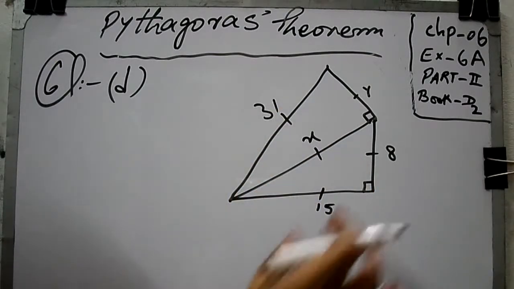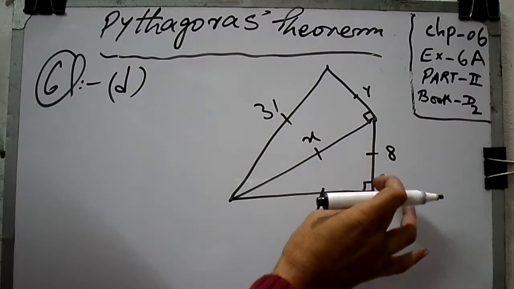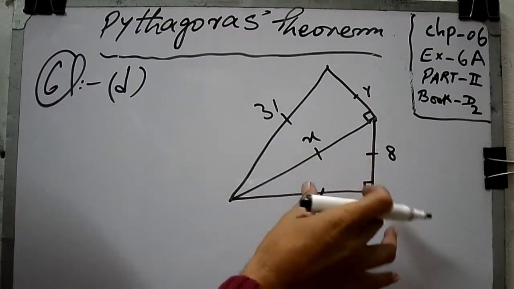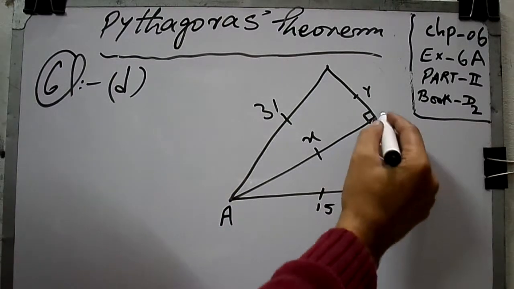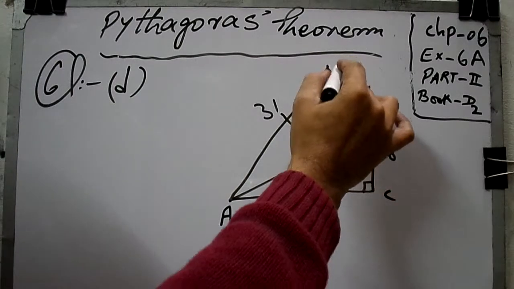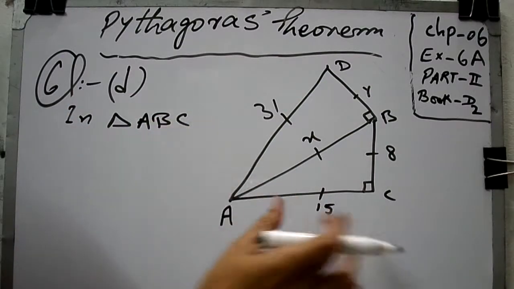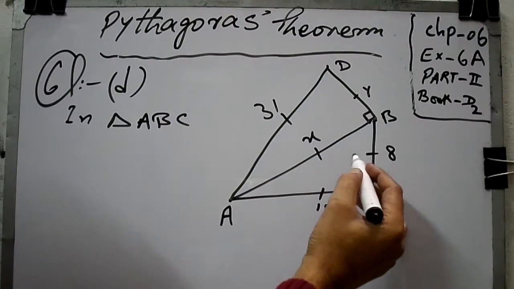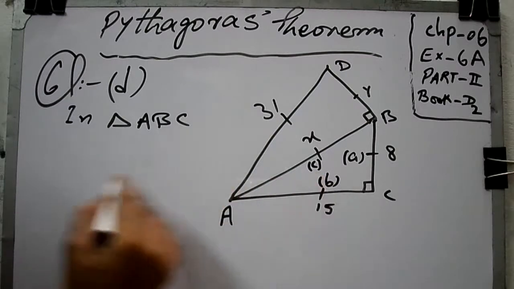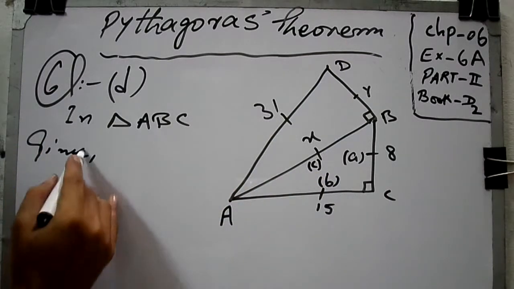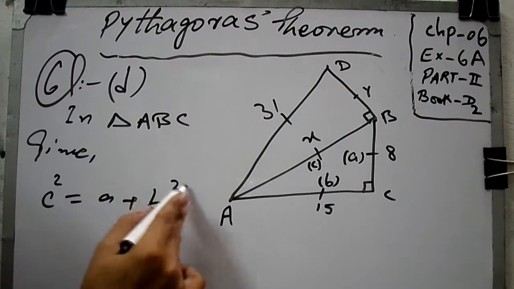So known sides you should take first. These two sides are known, so with the help of these two you can find x. So give the name, for example, that is A, B, C, and that is your D. So in triangle ABC, in this triangle that is your altitude, that is your base, and that is your hypotenuse C. Since by Pythagoras theorem, you know C square is equal to A square plus B square.